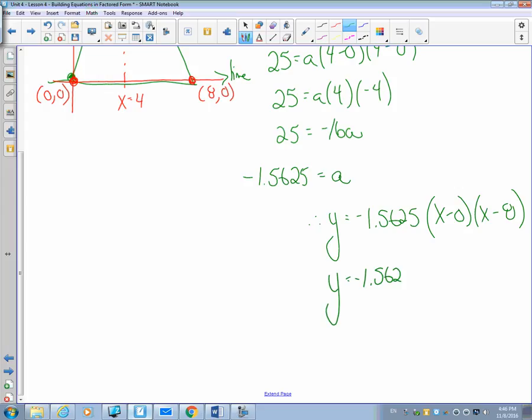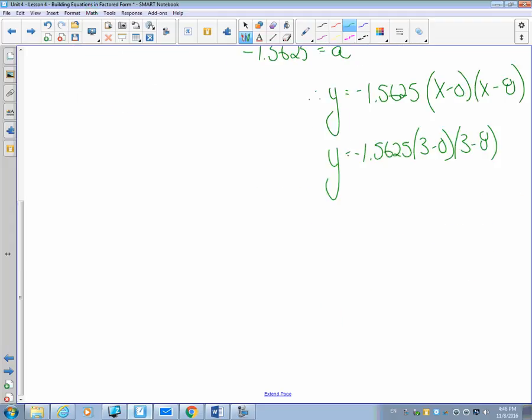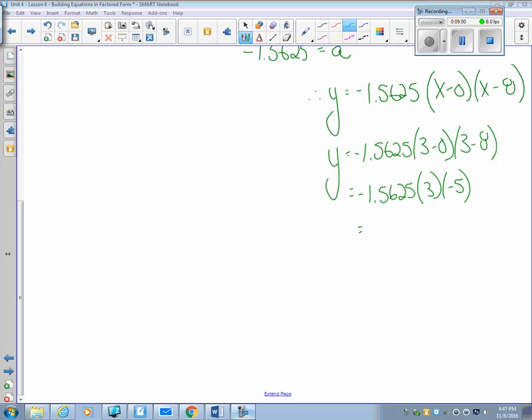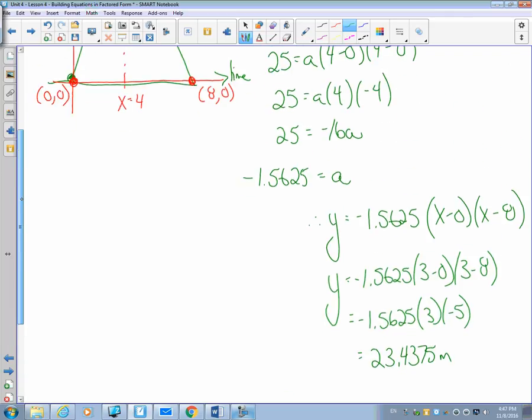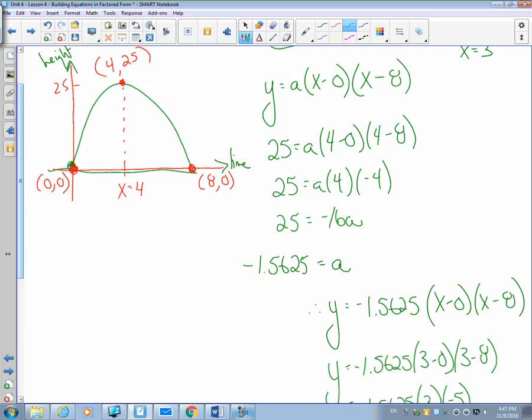4x, 1.625, times 3 minus 0, times 3 minus 8 is going to give us -1.5625 times 3 times -5. And if we put that all into our calculator properly, we get 23.4375 meters. Okay, and just common sense says, well, if it reached a maximum of 25 1 second later, it should be pretty close to 25. Not over 25, definitely not, but I should be getting pretty close to 25 at the very top of this curve.